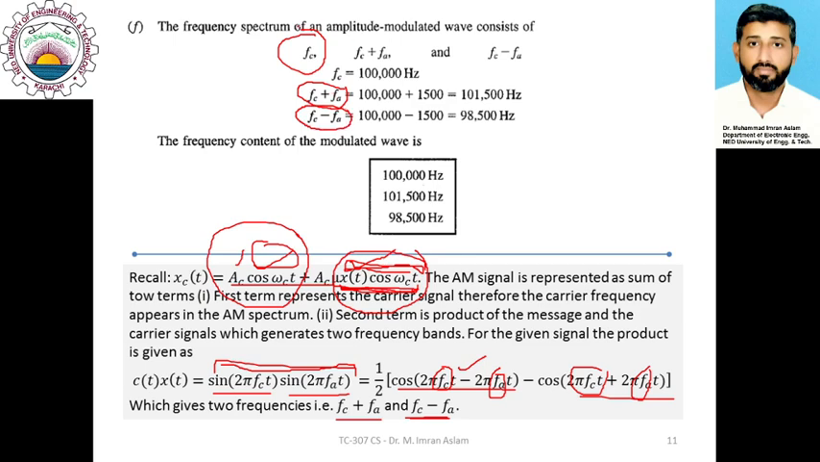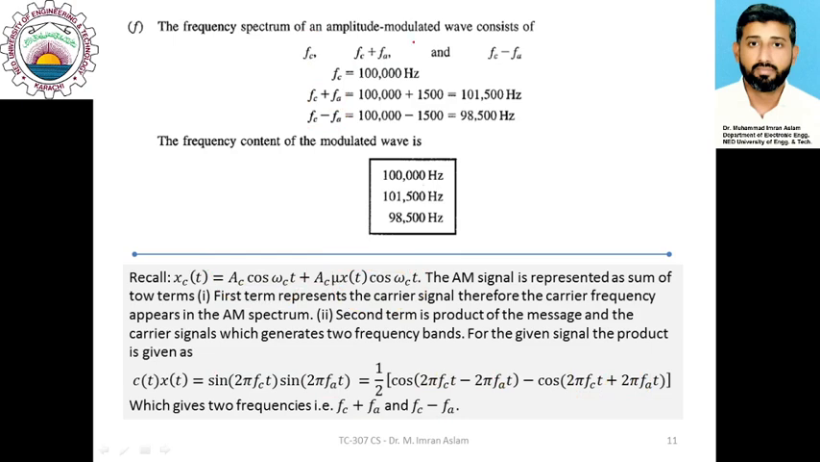So the output spectrum, the modulated wave spectrum, would contain three frequencies. One is the carrier frequency, second is the sum of carrier and audio frequency, and third is the difference of carrier and the audio frequency. And we know these frequencies, so we can easily calculate the numerical values for each of these. So carrier frequency is 100,000 Hertz, as we have already calculated. The sum of two frequencies will be 100,000 plus 1500, which gives you 101,500 Hertz, and the difference of these two frequencies will give you 98,500 Hertz.